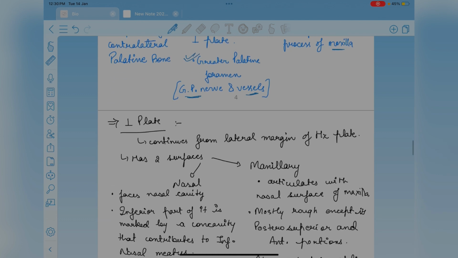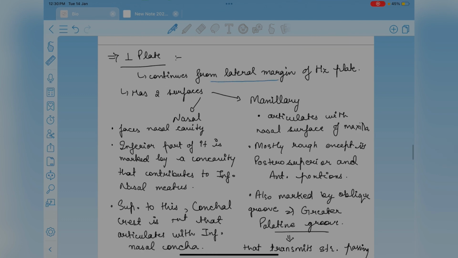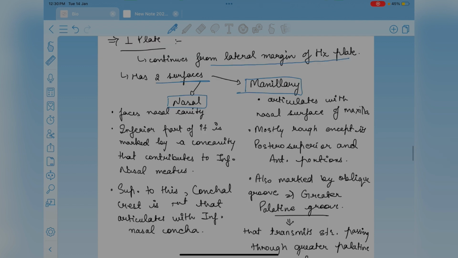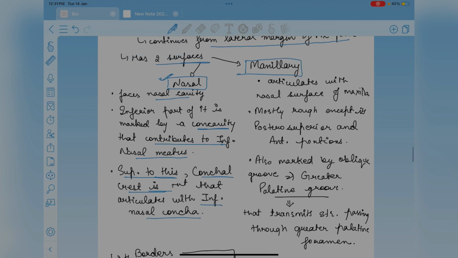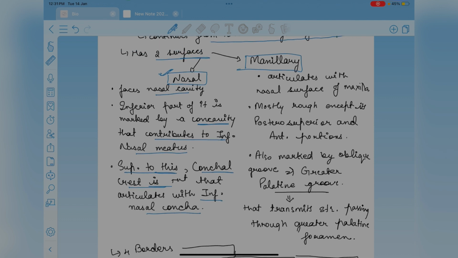The next plate is the perpendicular plate. It continues from the lateral margin of the horizontal plate, and it has 2 surfaces, the nasal and the maxillary. As per the name, the nasal surface faces the nasal cavity. Its inferior part is marked by a concavity that contributes to the inferior nasal meatus. Superior to this, there is a conchal crest that articulates with the inferior nasal concha, and the next surface is the maxillary surface. It articulates with the nasal surface of the maxilla.